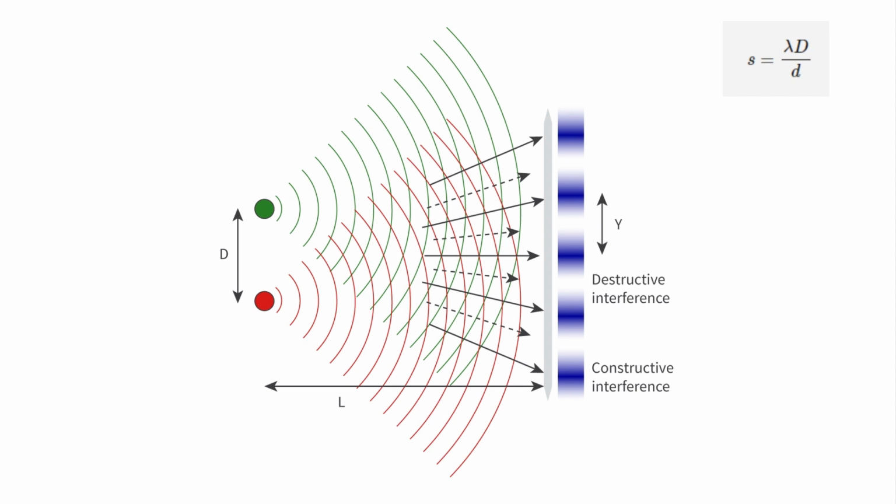This is all understood from the formula. If you look at the formula, you'll see that as D increases, S increases. As lambda increases, S increases. As small d increases, S decreases.